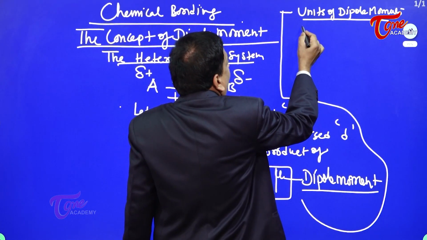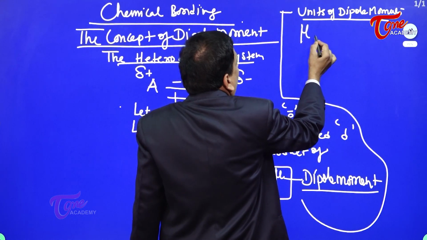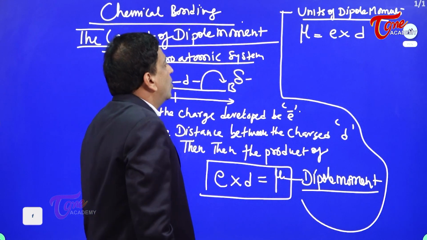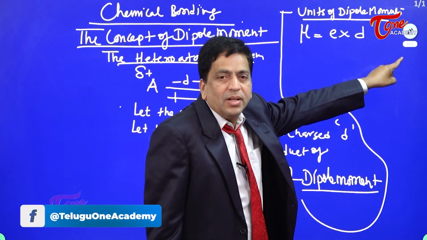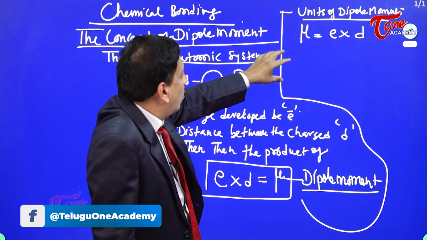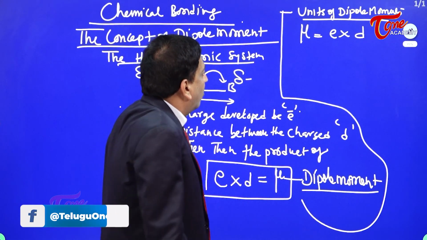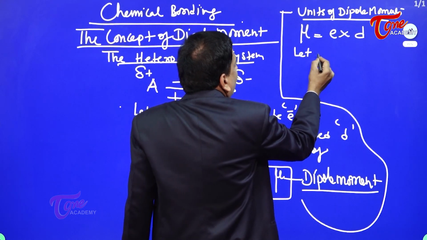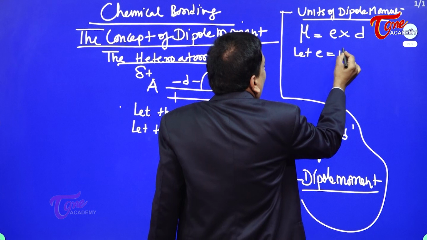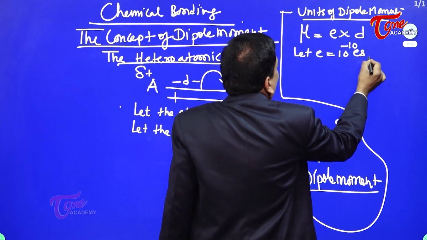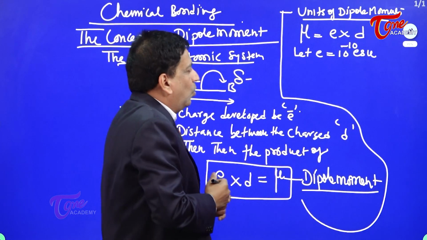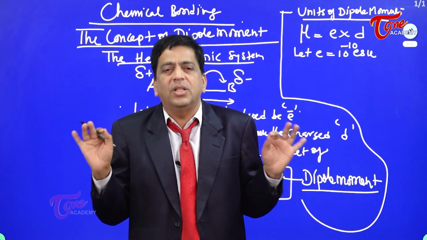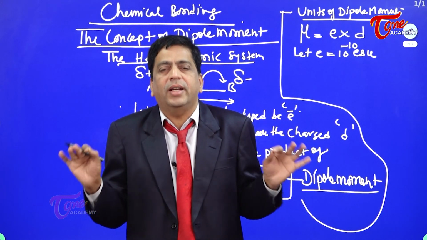Now as I said, mu is the dipole moment, which is the product of E into D. This mu itself is called the dipole moment. Right? So now we are calculating how to go in for a unit. Remember, let E be 10 power minus 10 ESU. Now what is ESU? It's an electrostatic unit, a unit of charge in CGS.